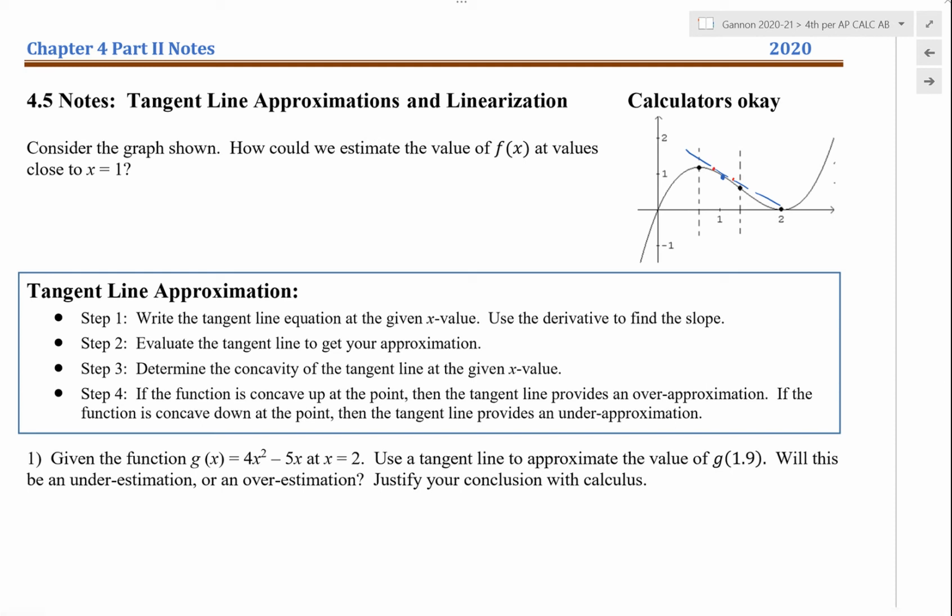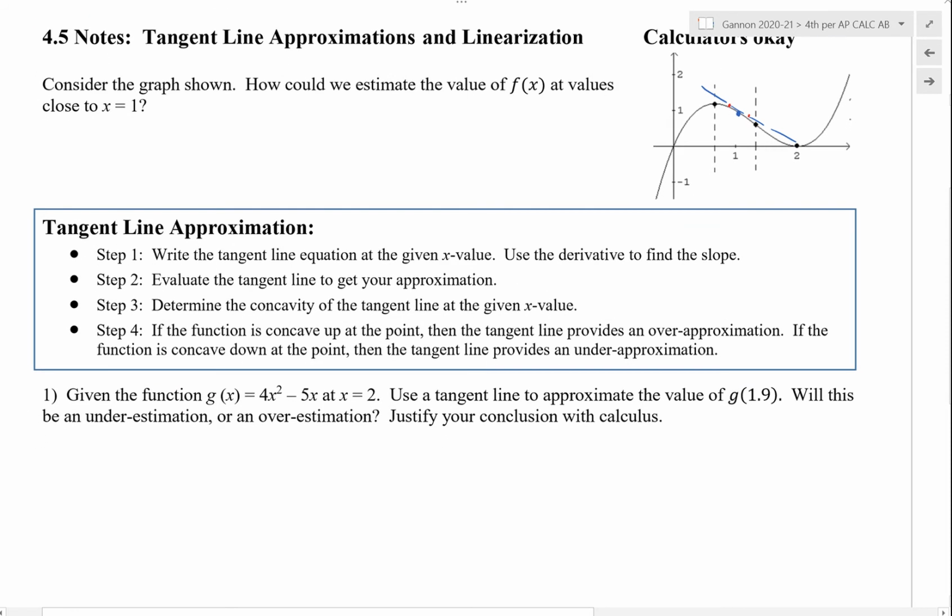So we have some steps here for performing a tangent line approximation. Step 1 says to write the equation of the tangent line at the given x value. We're going to use the derivative to find the slope. And that's just the connection. The derivative at a point is equal to the slope of the tangent line at that point. We're then going to evaluate the tangent line to get our approximation. And then the next thing we have to do is determine the concavity of the function at the tangent line.